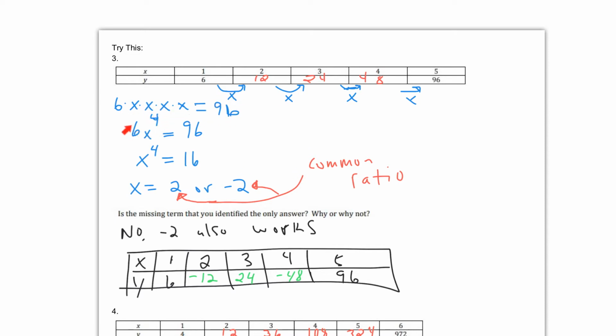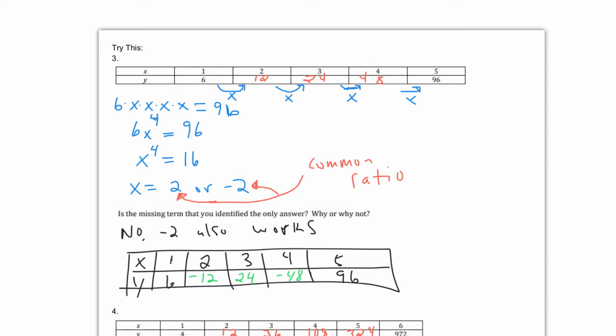Rewriting that gives us 6x to the 4th. Then we can divide both sides by 6, and we get x to the 4th is equal to 16. And this is where that guess and check comes into play. So we're going to try some different numbers, raising them to the 4th power to see if we get 16.